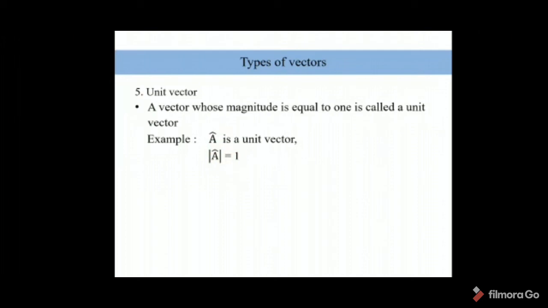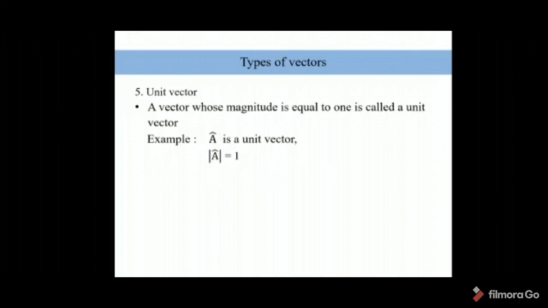A vector whose magnitude is equal to unity, or equal to 1, is known as a unit vector. A unit vector is also known as a direction vector because we mostly use unit vectors to show the direction. So wherever you see a unit vector written, that means it is pointing towards some direction. We will see in the coming classes i cap, j cap and k cap. These are the unit vectors which are very important in physics. So this is one example, a cap.